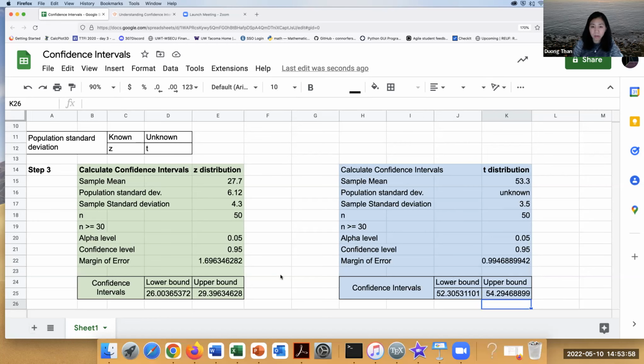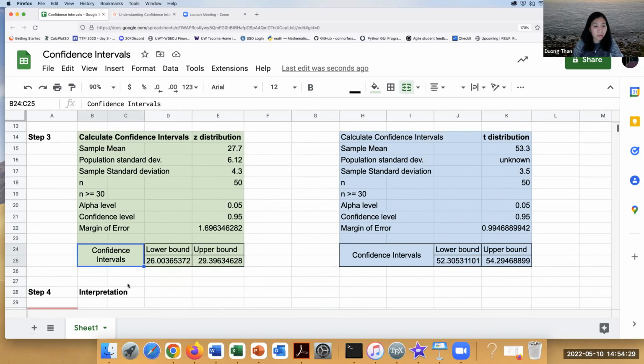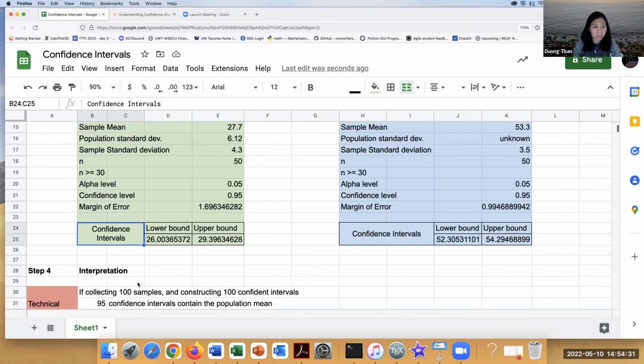All right, so we learned how to construct confidence intervals using two examples. In the first example, using the z distribution, or the standard normal distribution, to construct the margin of error and then the lower bound and upper bound. In the second example, you use the t distribution. It's because the population standard deviation is unknown. So then we have to use the t distribution, we constructed the margin of error and also the lower bound and upper bound. And the last step is to interpret the results.